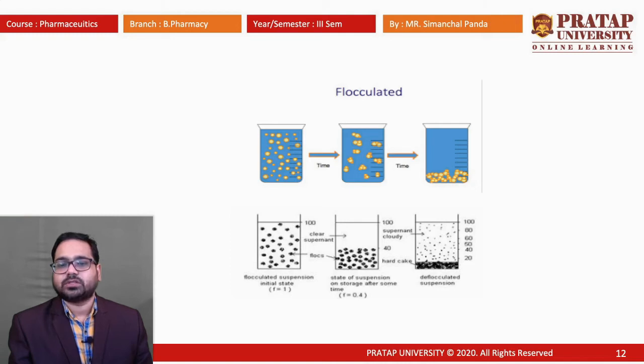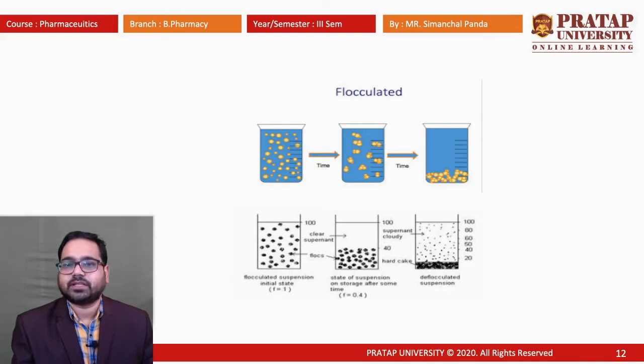State of suspension on stage after some time, that is written here. Here we discussed two terms, the flocculated, and we make a comparison of the rate of sedimentation with the deflocculated suspension. In the first one we saw how the radius is increasing, how the action of gravity is working, and how these are forming the cake. And secondly, we make a comparison statement between the flocculated and deflocculated suspension. In the flocculated suspension, it will form the cake, the rate of sedimentation is faster, but in case of deflocculated suspension, the rate of sedimentation is slower.